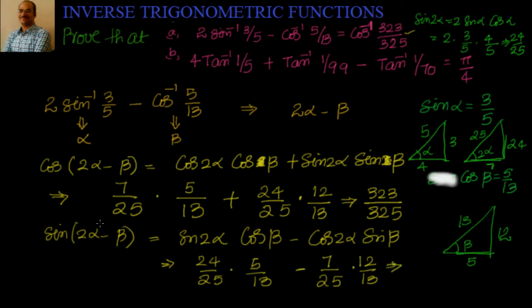What we have done? We are calculating sin of 2 alpha minus beta. Why are we doing that? Just to see that if both cos and sin are positive, then I am sure 100% that they are in the first quadrant. We are just checking that.